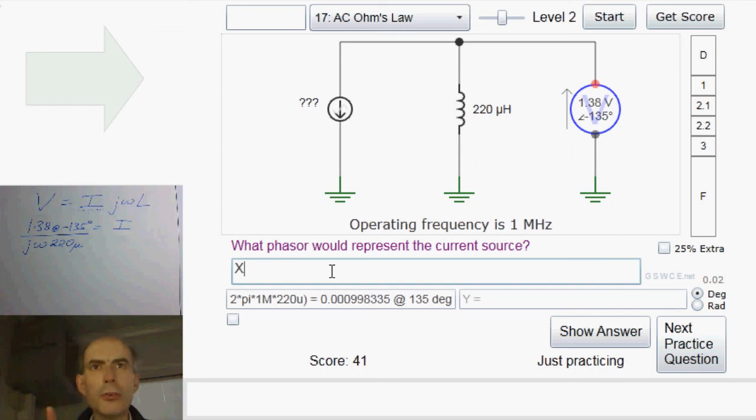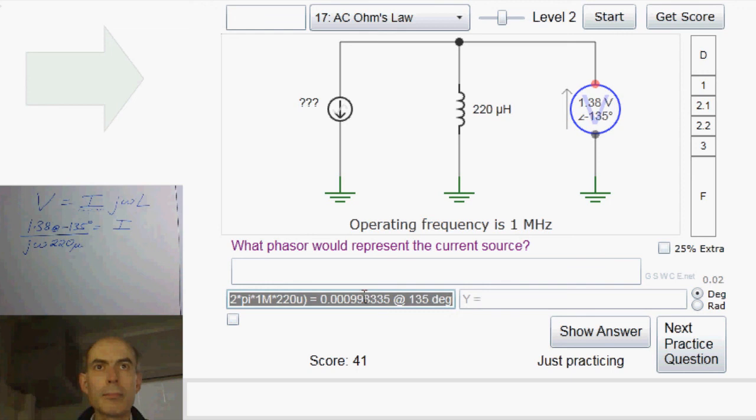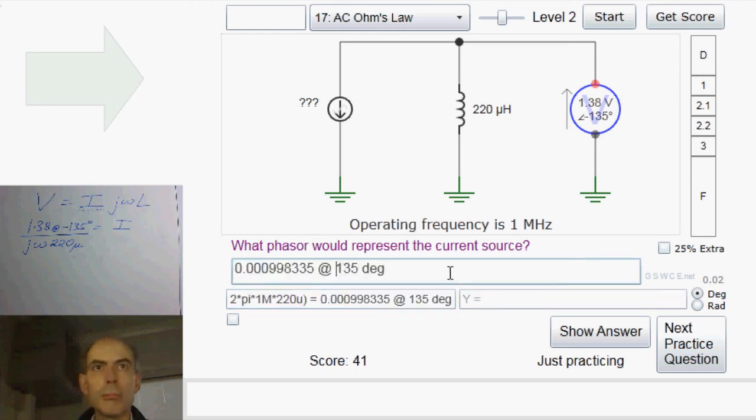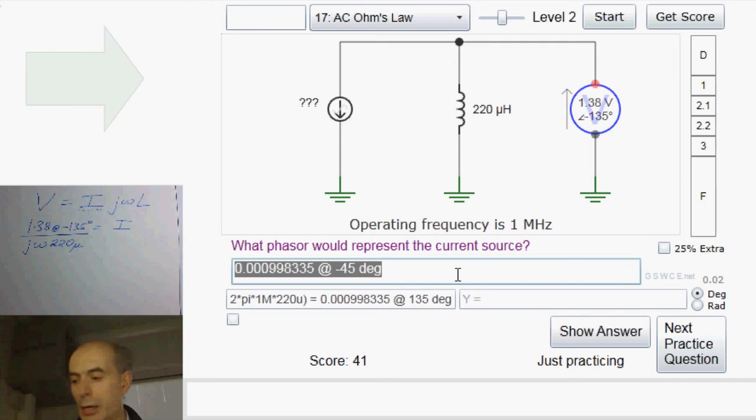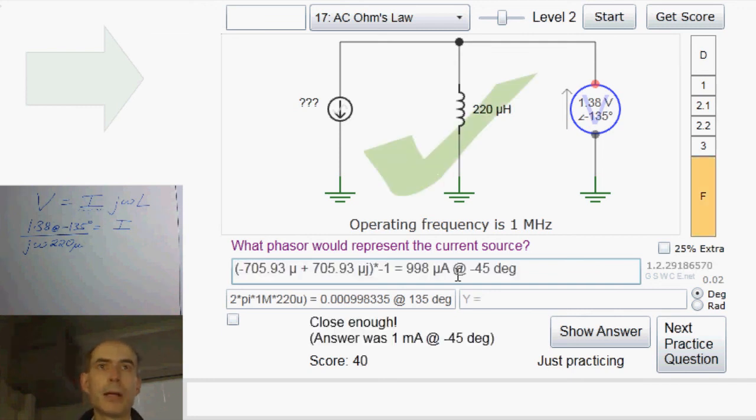Oh, except it isn't, because that is the current that's flowing down through the inductor this way, and the current flowing up would be 180 degrees in the opposite direction. So that would in fact be this lot, but the phase would be minus 45 degrees. And I could enter the answer like that. Alternatively, I could just say X times minus 1. Either would work.